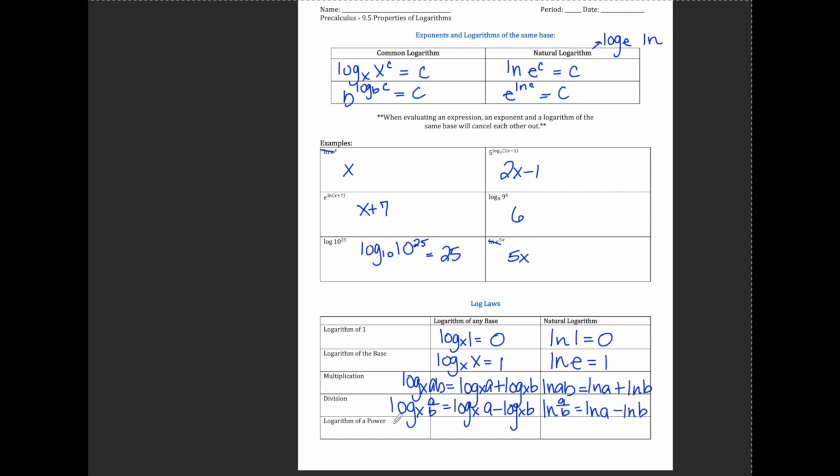And last one, logarithm of a power. If I have log base x of a to the c, that exponent can become multiplication in front. So c log base x of a. And the same rule applies for my ln's. If I have ln of a to the c, that exponent becomes multiplication in front. So c ln a. Let's move on to a couple of examples using these log laws.